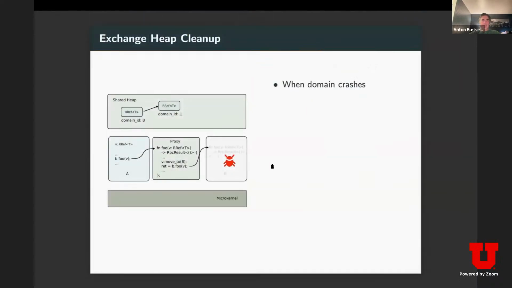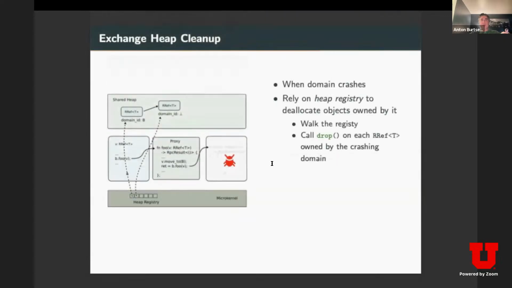And that allows us to implement this cleanup. So when a domain crashes, we collect the heap, essentially deallocate the private heap. We walk the heap registry here and call the drop method for each Rref on the heap, making sure that everything that was owned by this subsystem on the shared heap is deallocated.